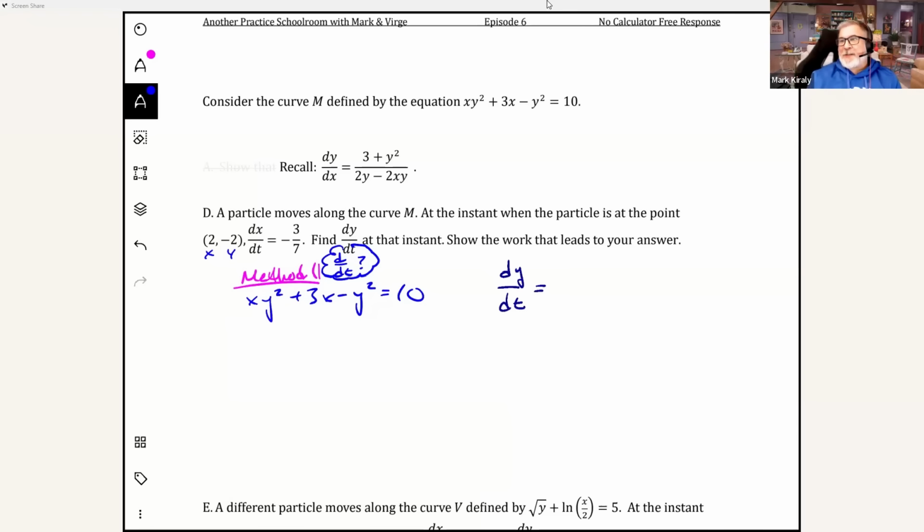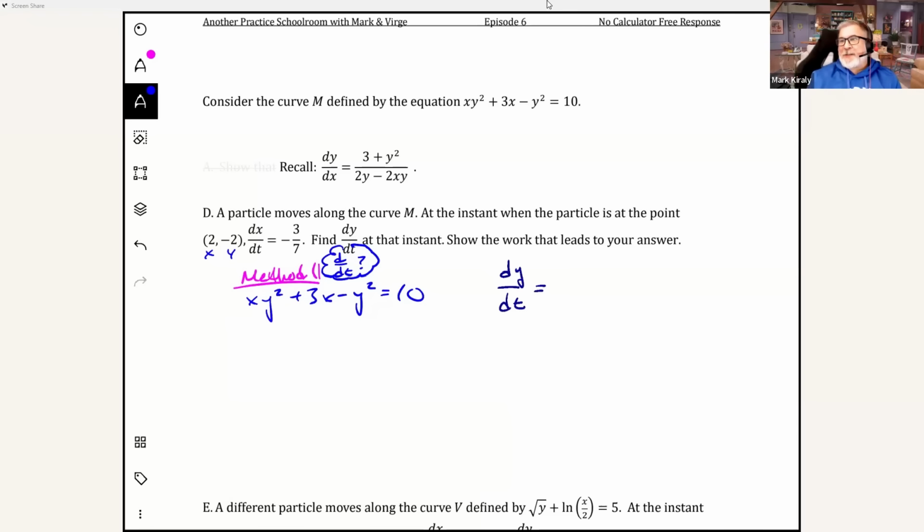Up here, we had dy dx, and that dy dx looks a lot like dy dt, especially if I multiply it by dx dt. This is one of the forms of chain rule. If I know dy dx and I know dx dt, I can multiply those because if I know how y is changing with respect to x and how x is changing with respect to t, then the product of those will tell me how y is changing with respect to t.